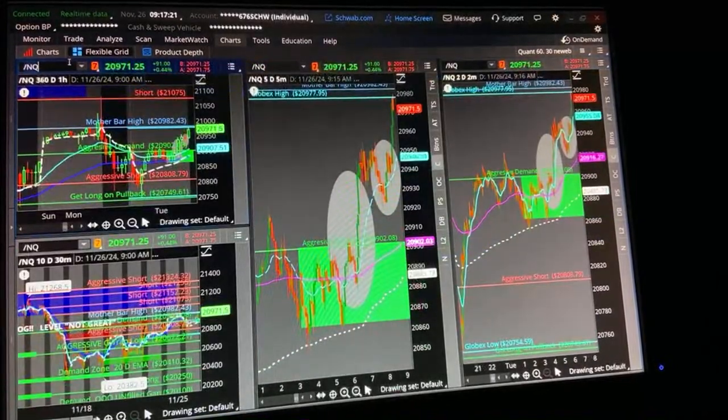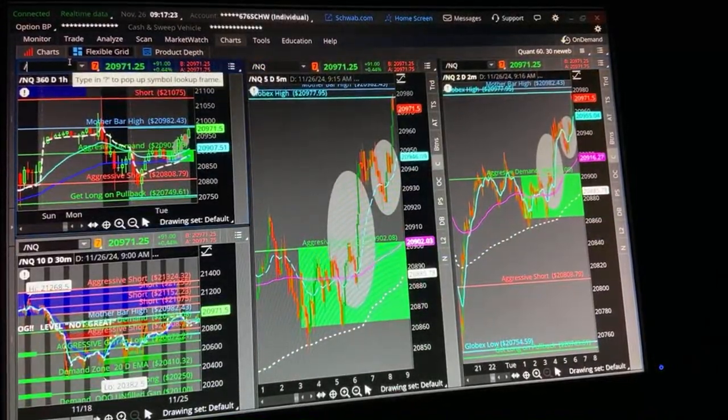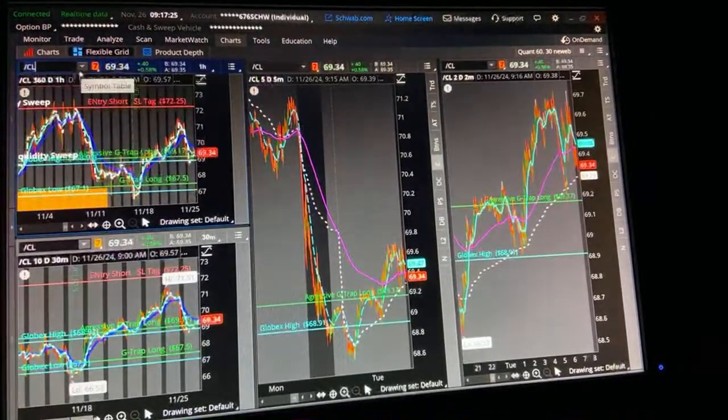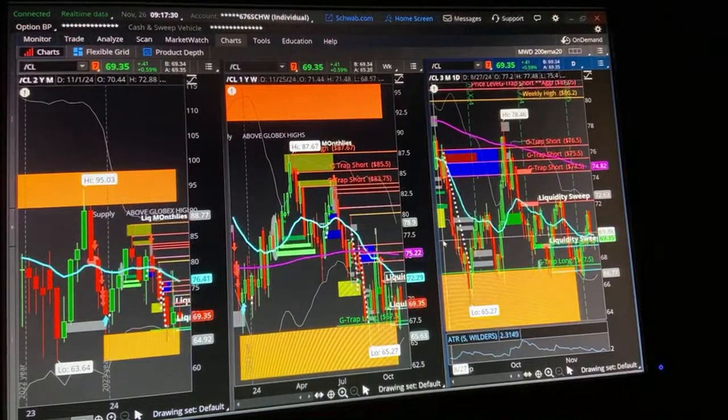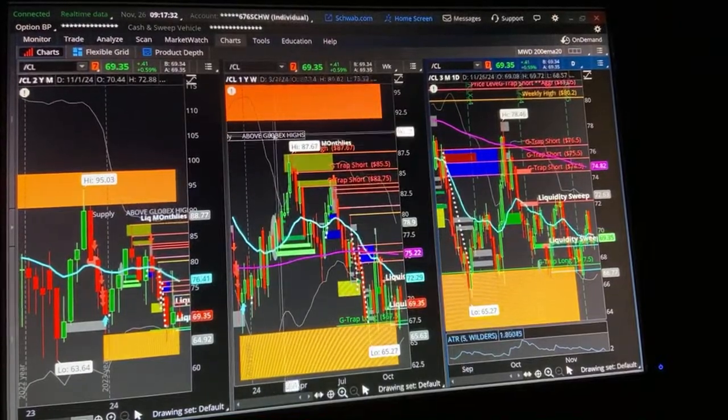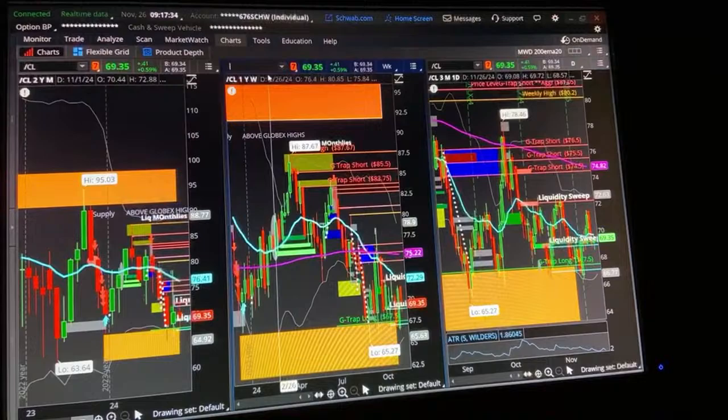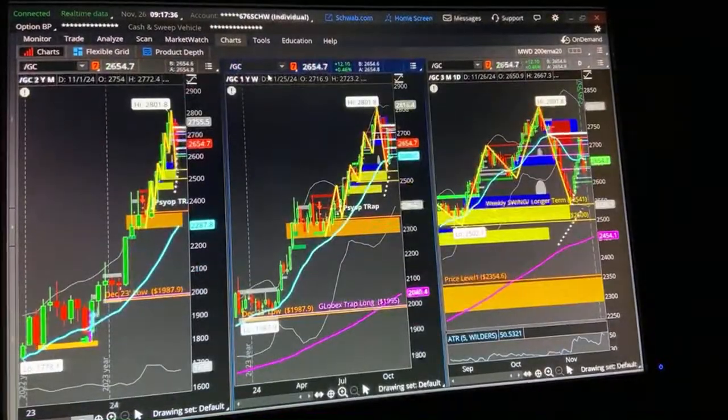All right, oil. Probably just going to save some time on oil. I've got monthly, weekly, daily here. It's trying to wake up, but gold is a lot better. Gold futures. So we've got monthly, weekly, daily here.